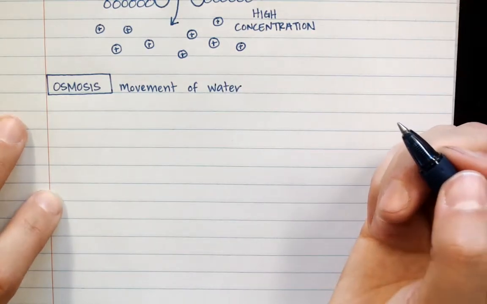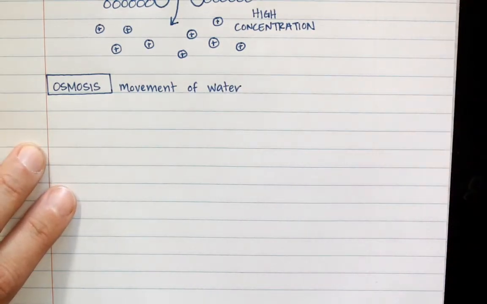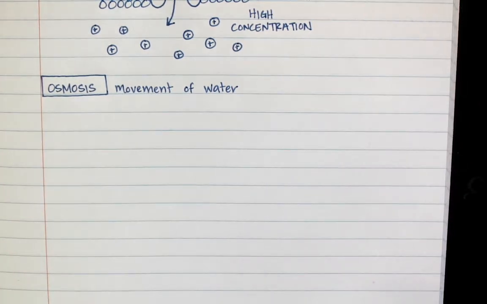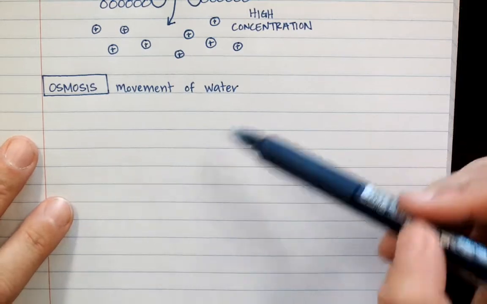And it gets a little bit tricky. So now it still has to do with concentration gradients, but now we're talking about a solute concentration. The solute is the thing that is dissolved in the water.